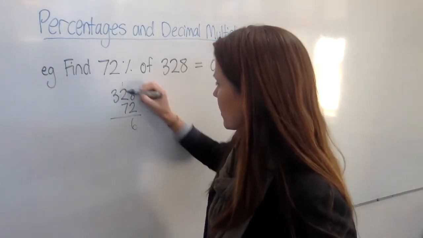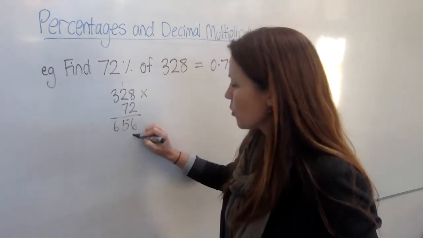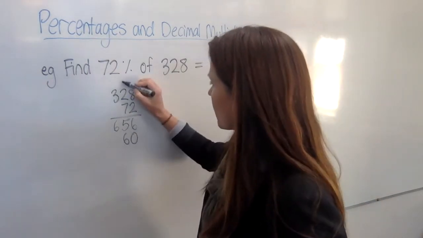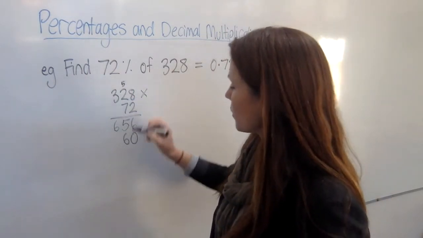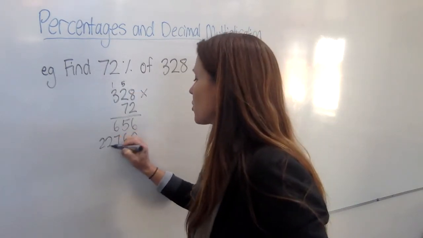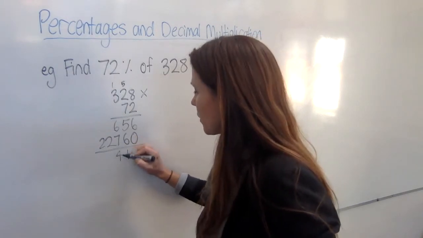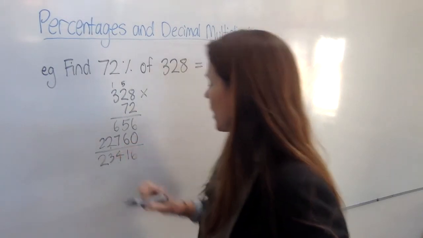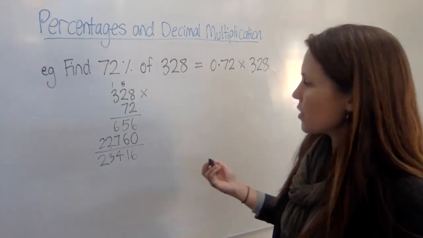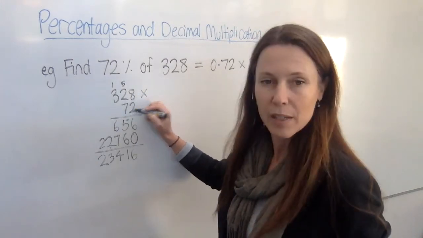2 8s are 16, 2 2s are 4 plus 1 is 5, 2 3s are 6. Put down your 0 before you start the second row. 7 8s are 56, 7 2s are 12 plus 5 is 17, and 7 3s are 21 plus 1 is 22. Go ahead and add everything up. And we get 23,416.